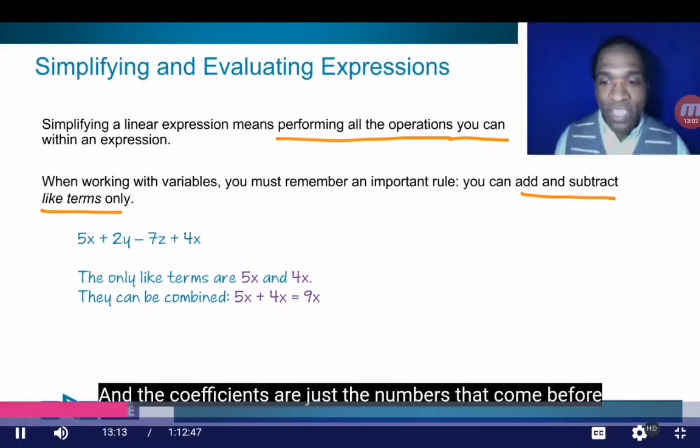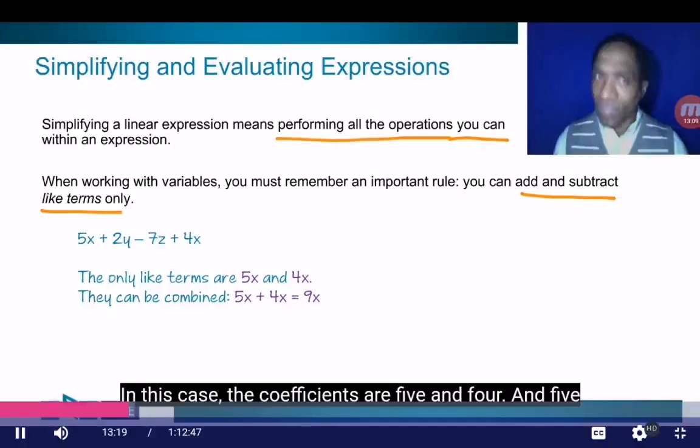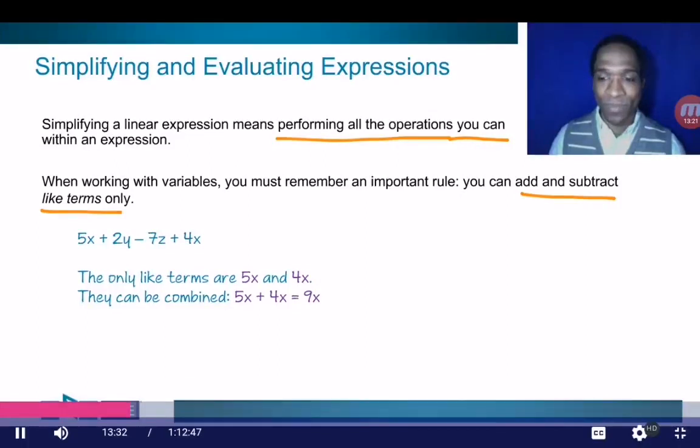And the coefficients are just the numbers that come before the variables. They're to the left of the variables. In this case, the coefficients are 5 and 4. And 5 plus 4 is 9. So 5x plus 4x is 9x. So again, we add or subtract coefficients and keep the same variable.